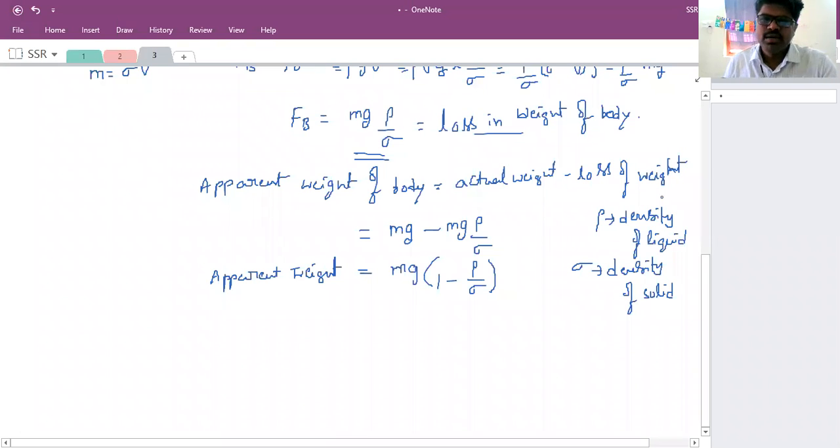So what is the actual weight? Normally, if it is outside and m is the mass of the cylinder, the actual weight is mg. Then the loss in weight is FB, which is mg into rho by sigma, where rho is the density of the liquid and sigma is the density of the solid. Then you can write apparent weight is equal to mg into 1 minus rho by sigma. Are you clear on this?